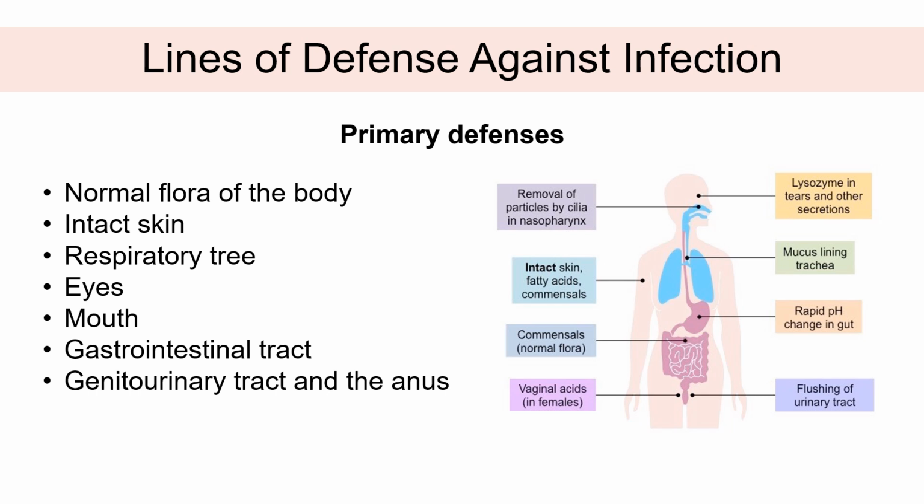Then we have our genitourinary tract and the anus. So our urine is pretty acidic, and the urinary tract also has mucous membranes, and it's the same thing, it catches things and then we urinate and it kind of pushes it out. So these are our body's natural defenses, and when they're working properly, like in a healthy person, they're very effective.